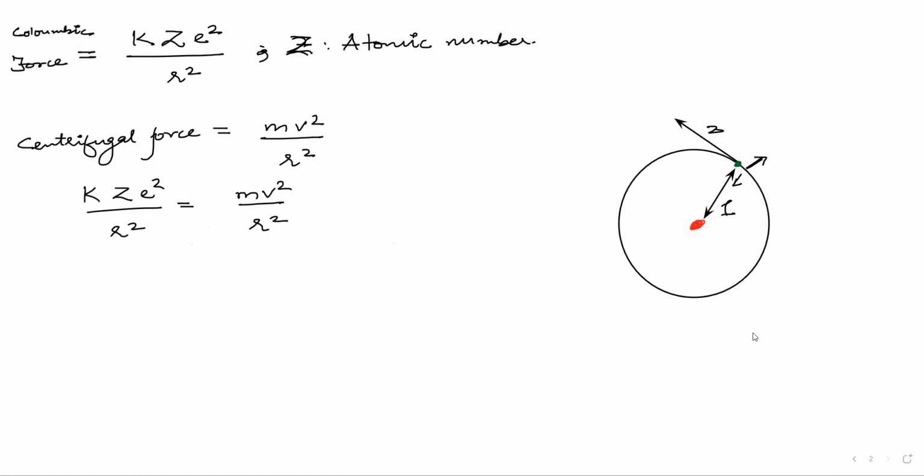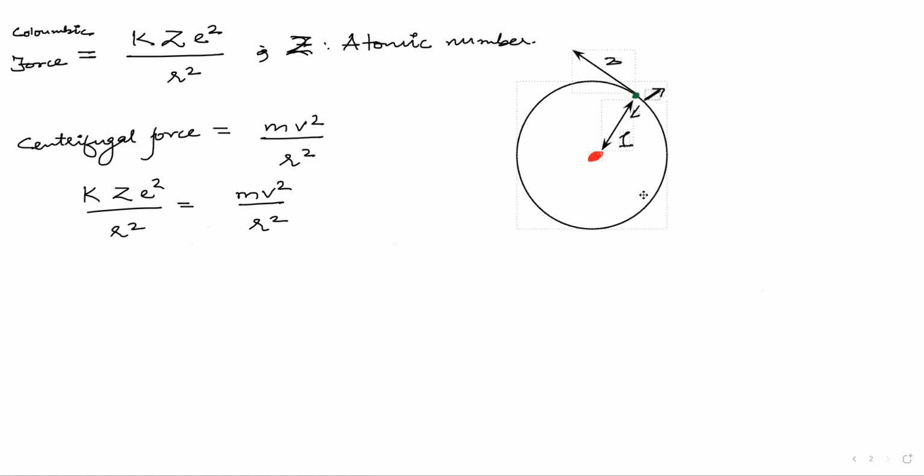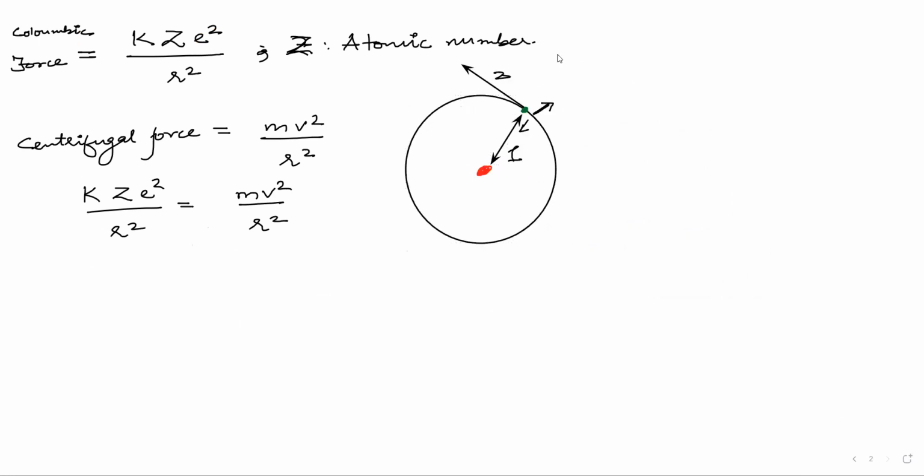So let's write the next point of Bohr atomic model. Let us keep this here. You can draw this also, this 1 and 2. 1 is what? Coulombic force, and the 2 is centrifugal force.